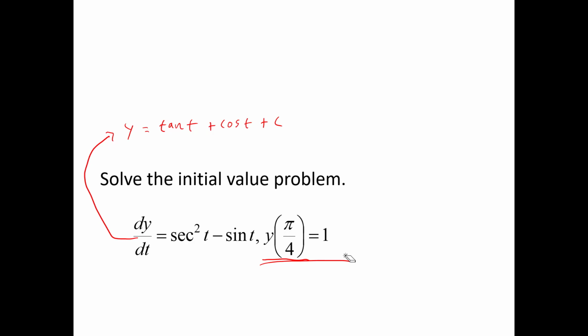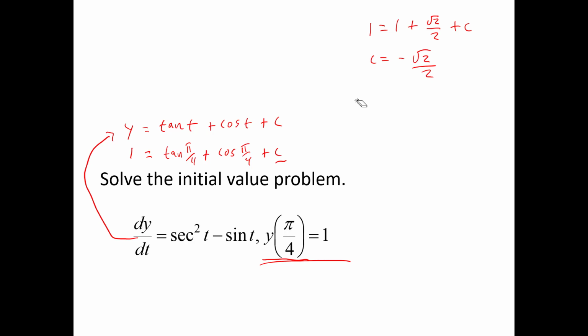If I put in pi over 4 for t, my y value is 1. So I end up with this equation, that 1 is equal to the tangent of pi over 4 plus the cosine of pi over 4 plus c. Now I have an equation with only one variable, c, and I can solve for it. So 1 is equal to 1 plus root 2 over 2 plus c. So then c is equal to negative the square root of 2 over 2.